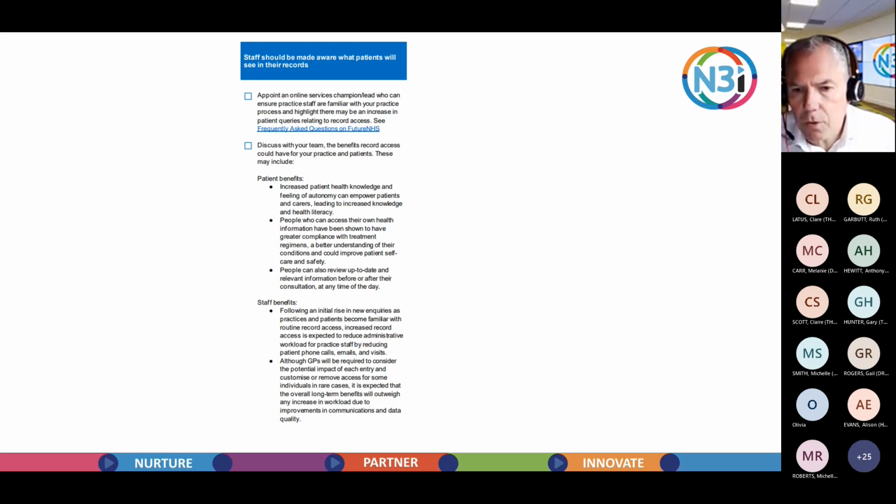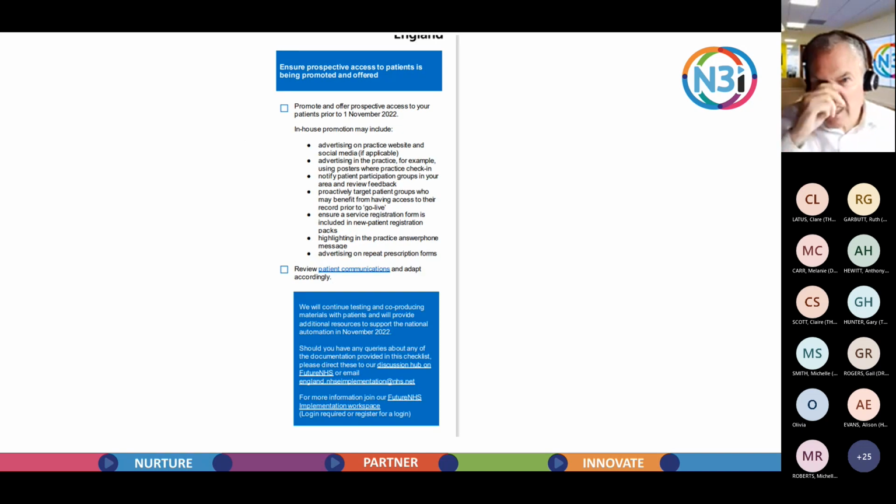As it says there, although you are required to consider the potential impact of every entry, it's expected that the long-term benefits will outweigh any increase in workload. Okay. And I think that's almost it. Yeah, well, that's all about being promoted prior to the 1st of November, making people aware of it. There are some communication things that are there.